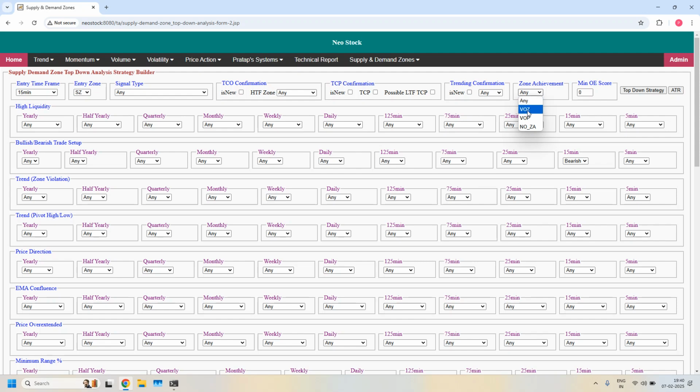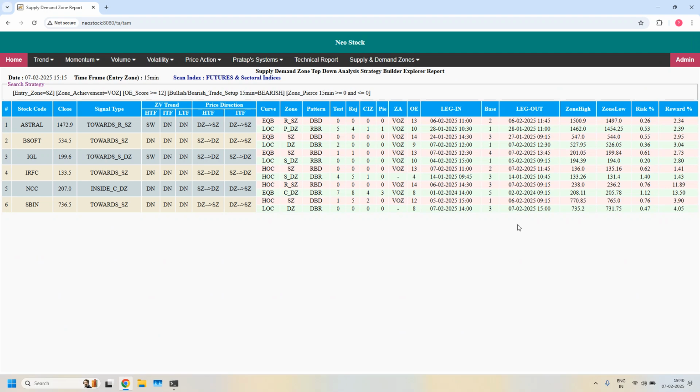And zone achievement should be violated opposing zone. Minimum odd enhancer score should be 12. All three filters are applied to 15 minute supply zone. So with these filters, we got 6 stocks. So that means all these 6 stocks are currently supporting bearish trade setup for daily income trade. And entry time frame zones are 15 minute supply zones.